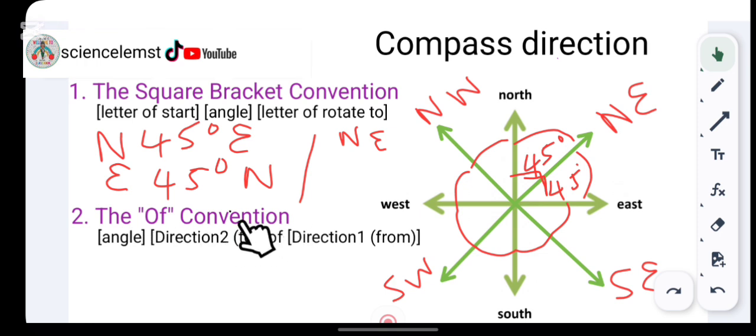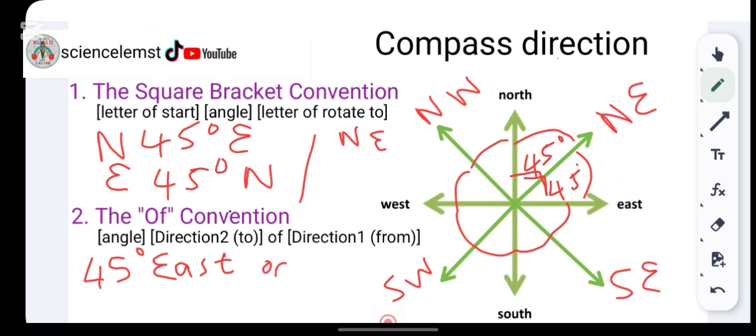So when we use the "of" convention, we're focusing on the angle, the vector that we are rotating to, of the vector that we're starting from. So what is happening here? I am starting from the north. I am going where? To the east. At what degree? At 45 degrees. So when I write it, it will be what? The angle, 45 degrees. Where am I going? I am going to the east.